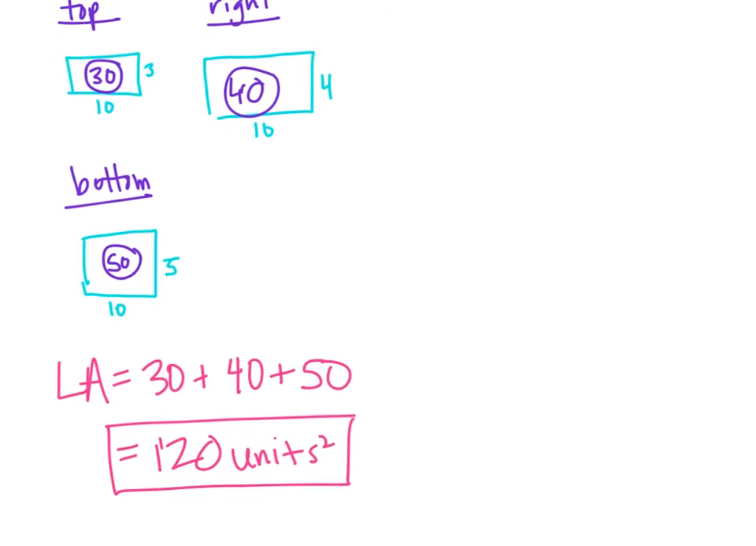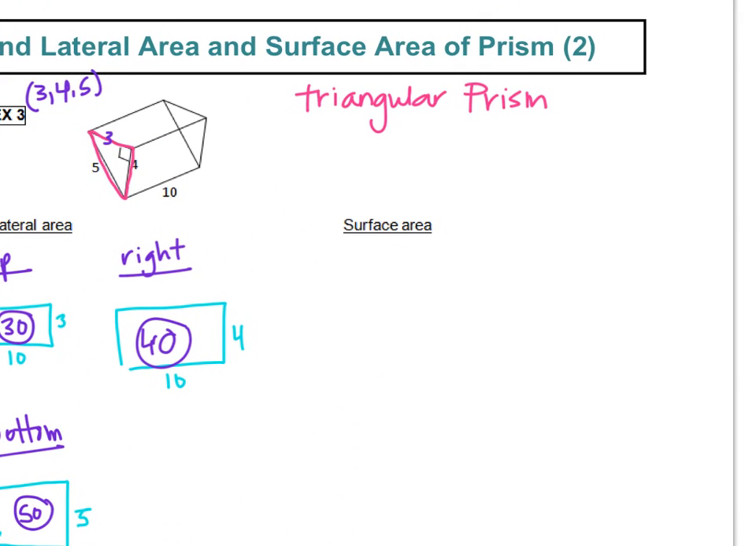All right, now we need to find the surface area. Surface area, like we said in the last video, is the lateral area plus the area of the bases. Well, we just found the lateral area, so now we need to figure out the area of the bases. Your bases might not be top versus bottom, it might be left versus right, but basically our base is a triangle. There we go, and it's a right triangle. We've got a 3, 4, 5, so we want to know the area of this.